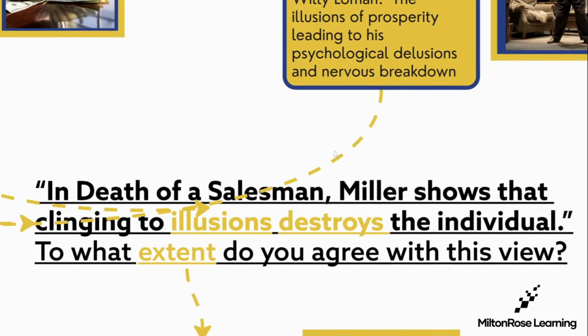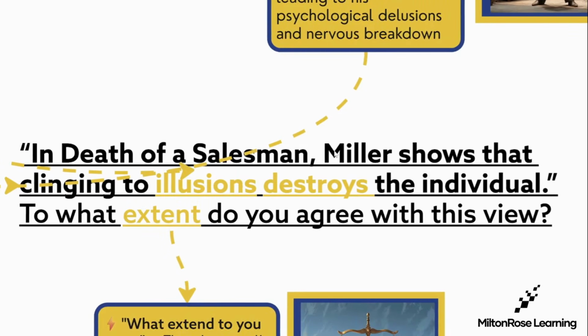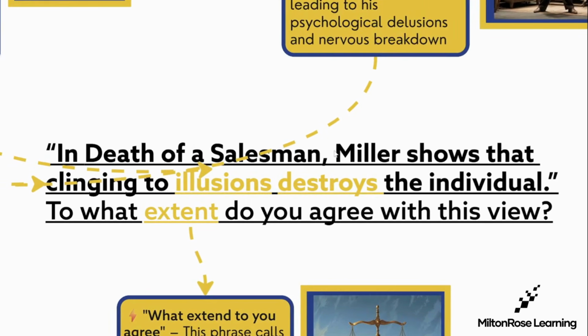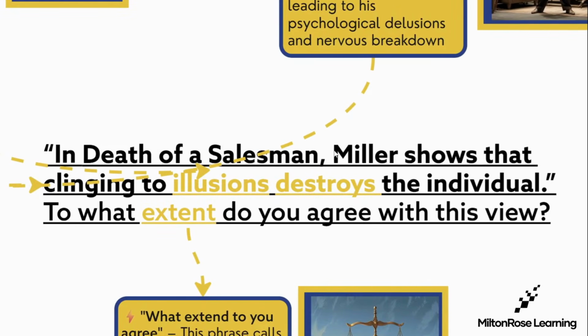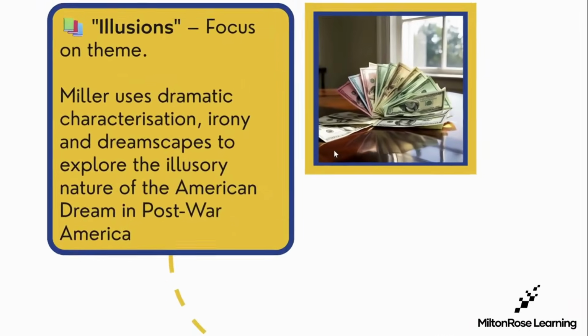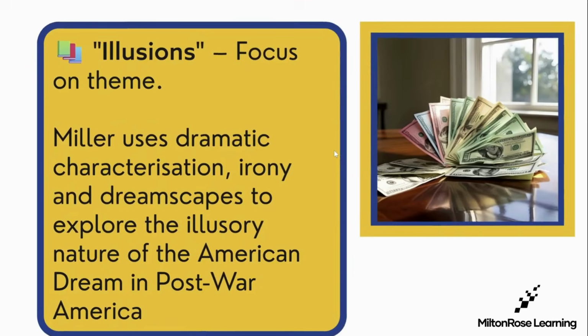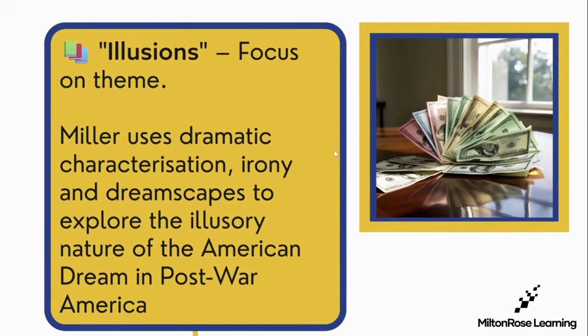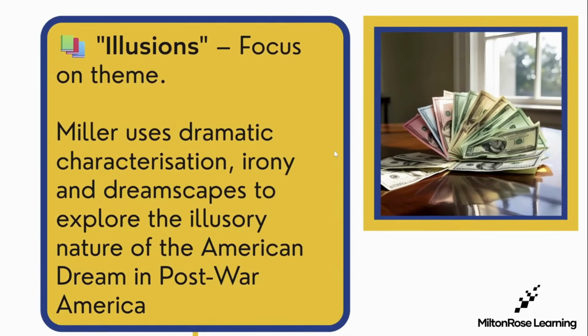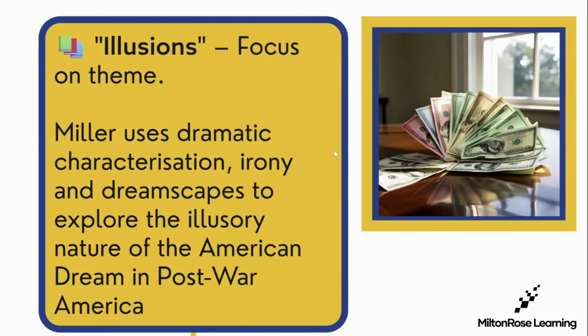So we've set up a nice question for you. It says, in Death of a Salesman, Miller shows that clinging to illusions destroys the individual. To what extent do you agree with this view? Quite deep. There's a lot to consider here. So let's think about three of the best parts of this question to break down. Now, the first concept in the question, because we're breaking it down conceptually, is illusions. So this is a theme. We're focusing on the theme of illusions.